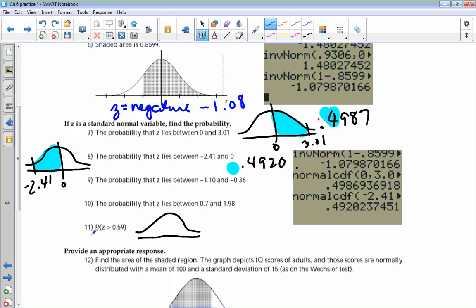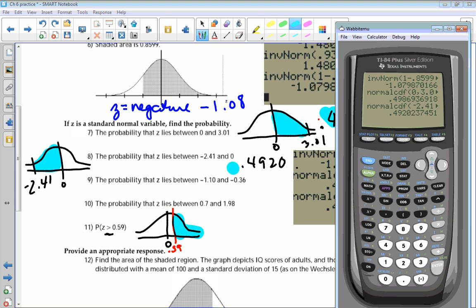The probability that z is greater than 0.59. So here's 0, and of course I have a positive, so my positive is going to be here, 0.59. I want the probability, there's that P out there, so I'm really going to shade this. So I'm looking again for area.